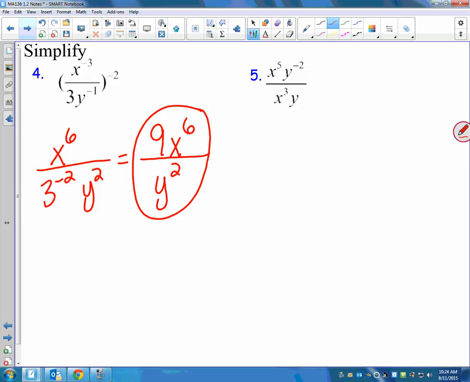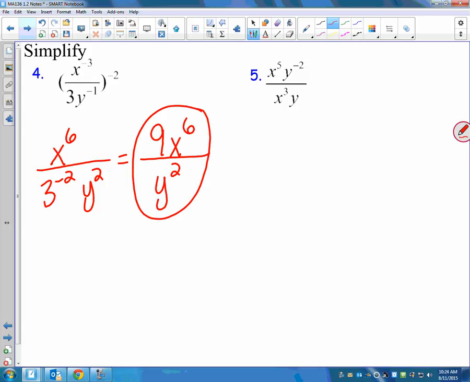What should we do on this one? Add these two together on top? Can we add these two together on top? No, because why? They're not the same. One's an X and one's a Y, right? X's and Y's. Can't mix them.